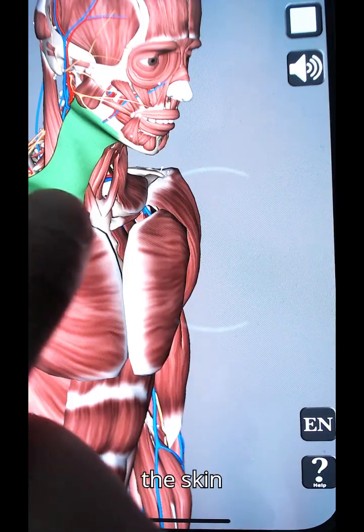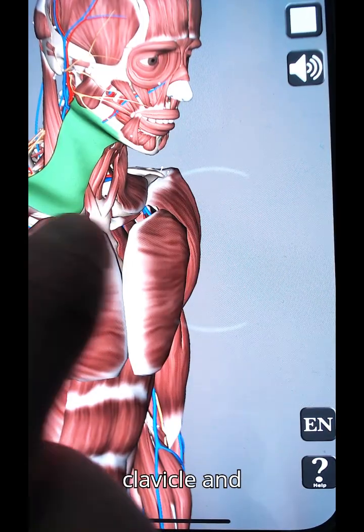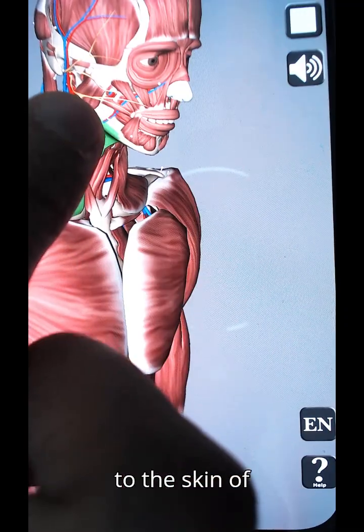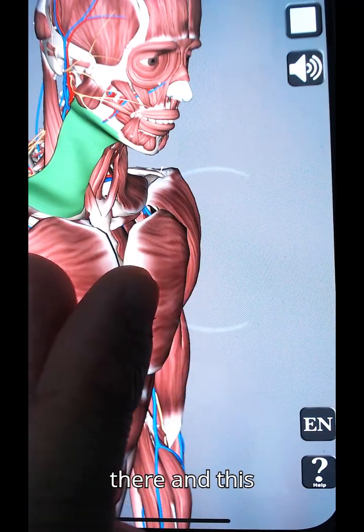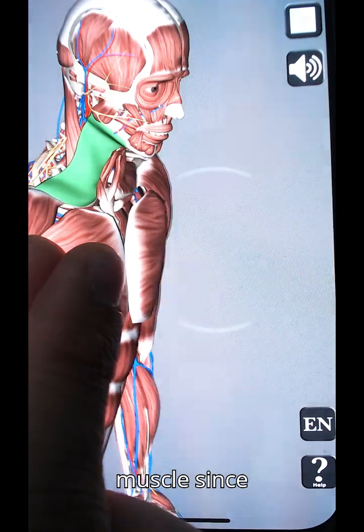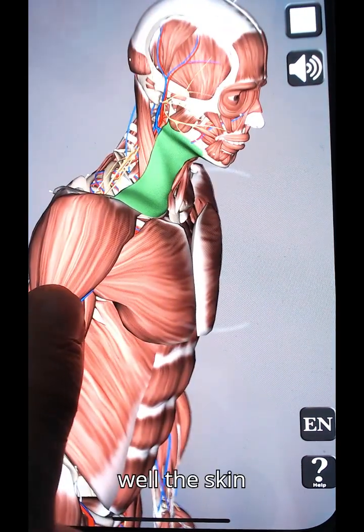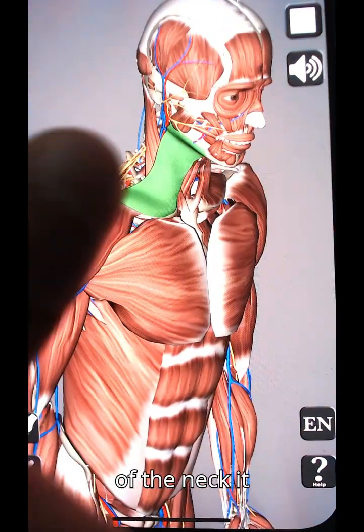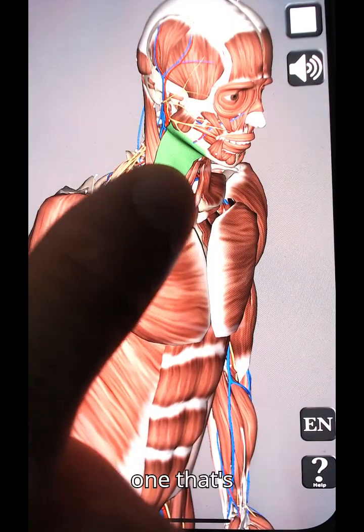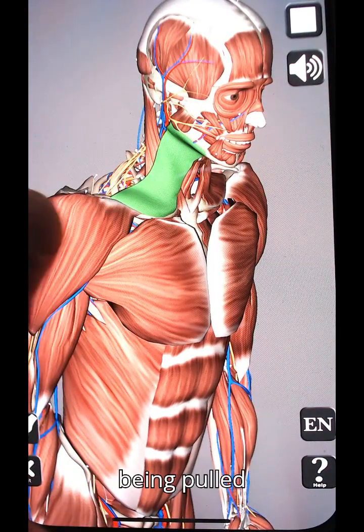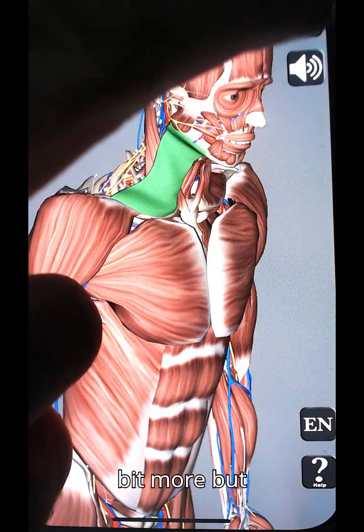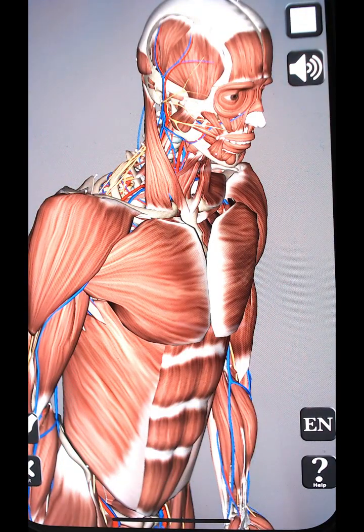It's usually the skin around your clavicle and the skin around your pecs, and it runs to the skin of the jaw right there. And this muscle, since it attaches to the skin of the skull and the skin of the neck, it can pull on your neck. It's usually the one that's responsible for your head being pulled down a little bit more. But we're going to remove that one.